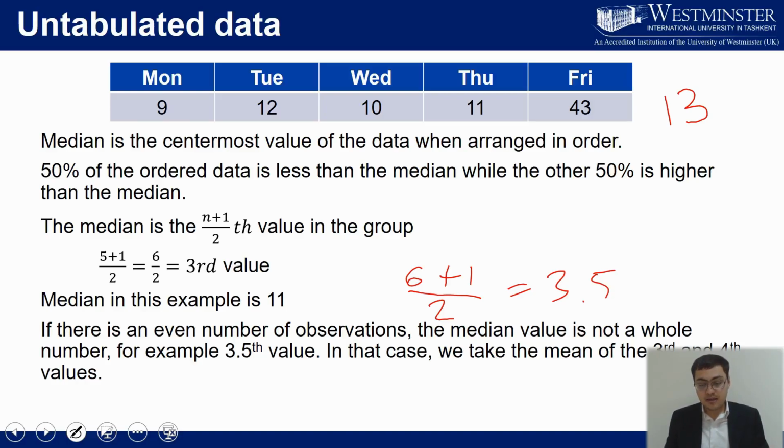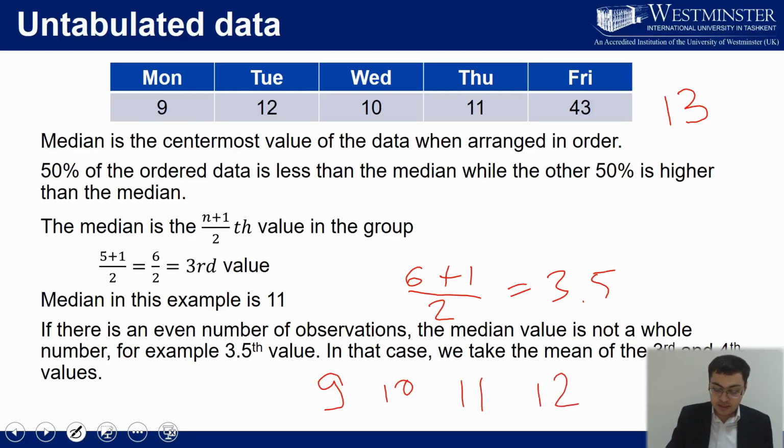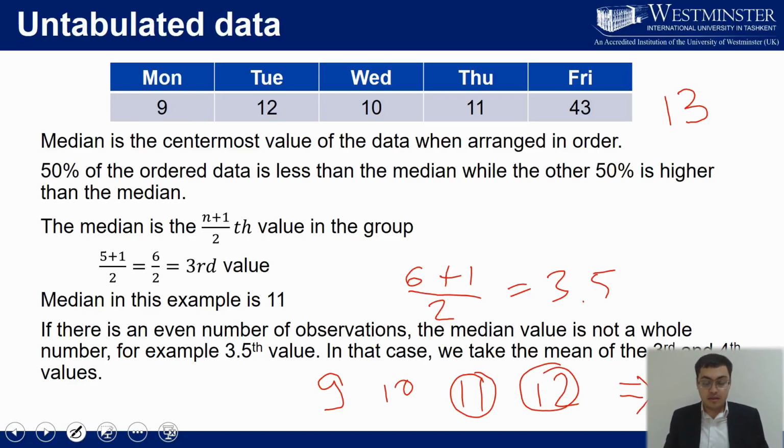Now, we cannot select the 3.5 number, that does not exist. So in that case, what we do is we take the mean of the third and fourth values. So in this case, that's going to be 9, 10, 11, and 12. So this is the first, second, third number, and fourth number. I just take the average of those. That will give me 11.5 as the median. Let's move on.